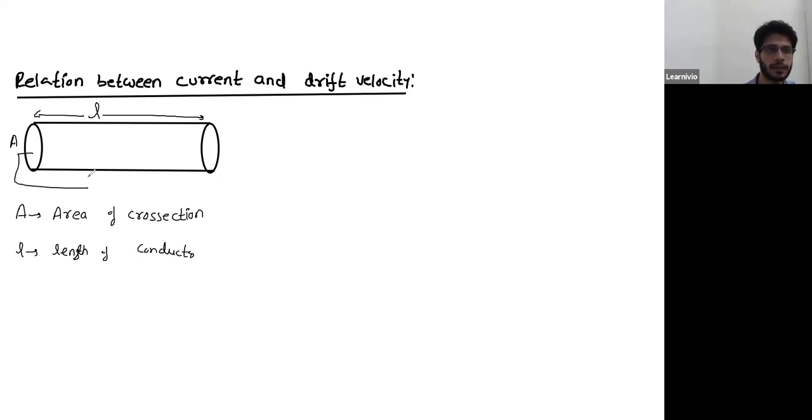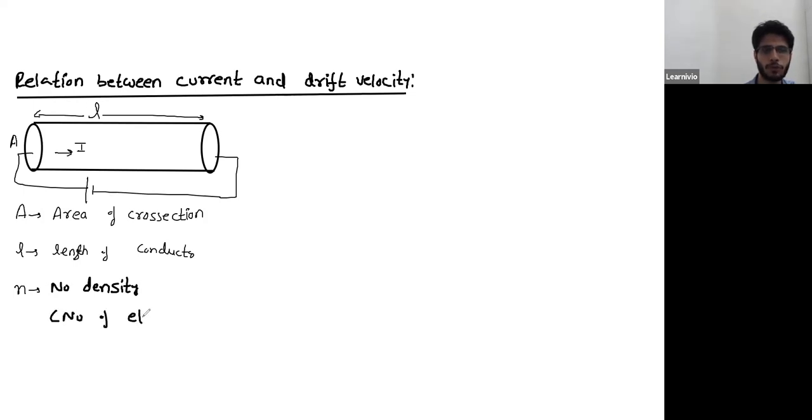I connected this conductor to a cell. Current I is flowing through it. This is the direction of current. I'm considering one more quantity which is small n. Small n here is number density. Number density means number of electrons per unit volume. And Vd is drift velocity.